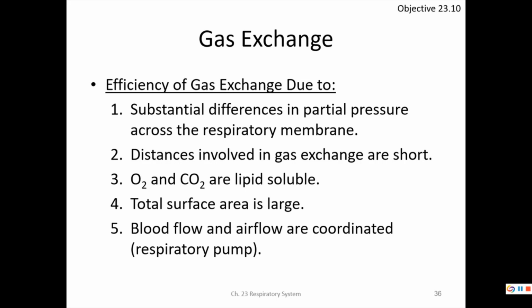The lungs have a large surface area, and also, remember we talked about the respiratory pump? Then blood flow and airflow are coordinated, so that as blood is coming in, it is coordinated with airflow. And that's important too, that we always have that coordination.